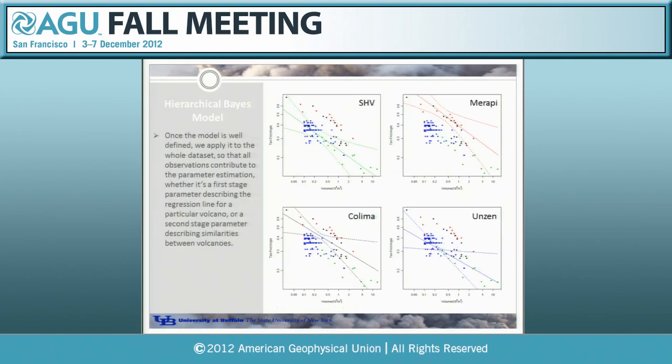And when you do this, you can get these posterior hierarchical regressions. So once the model is well-defined, you can apply it to the whole data set, redefine the parameters, and these are a little hard to see, but the colors are just the different volcanoes. So in green, the green points and the green lines are showing the posterior regressions for Montserrat, and then the red is Merapi, black Kalima, blue is Unzen. And what you'll notice is that the slopes are all very similar, the intercepts are allowed to vary, and the confidence bounds are all centered around the same points in the data.